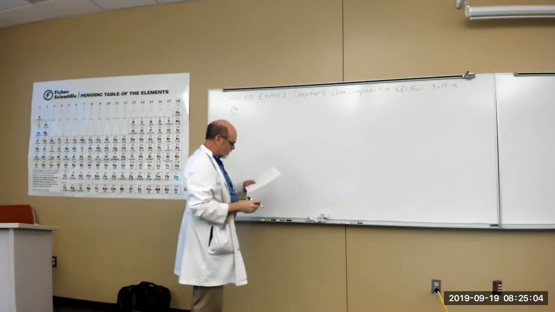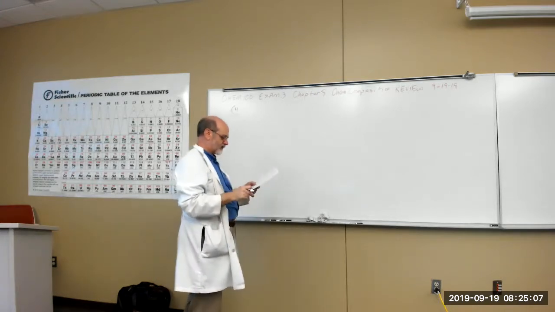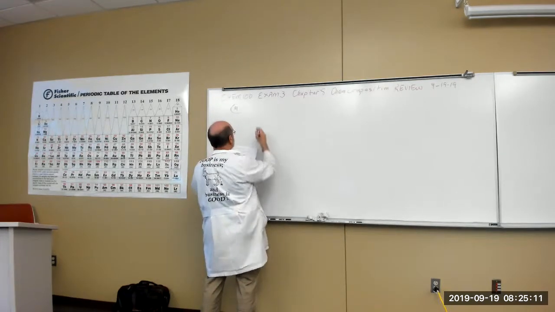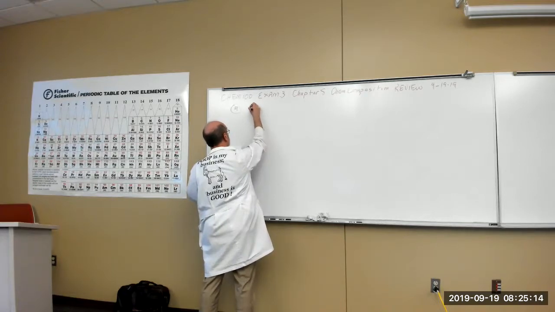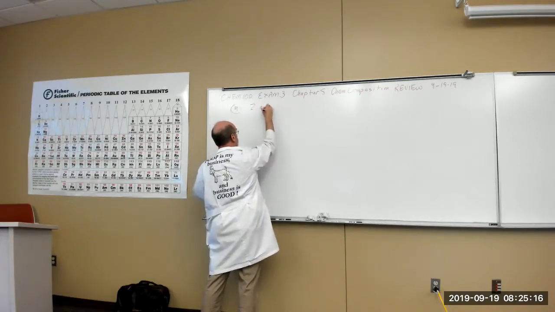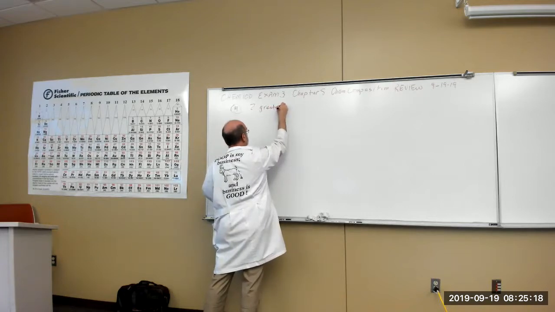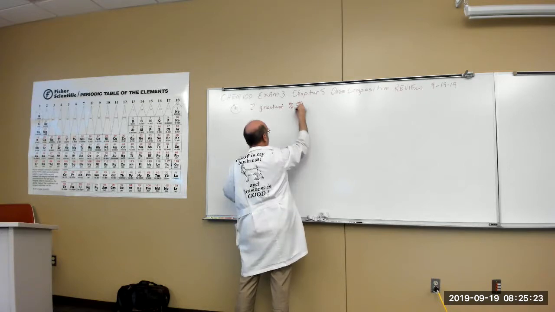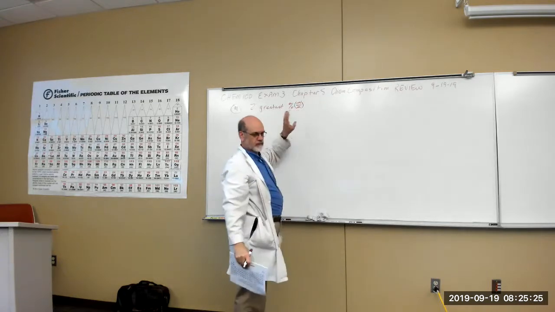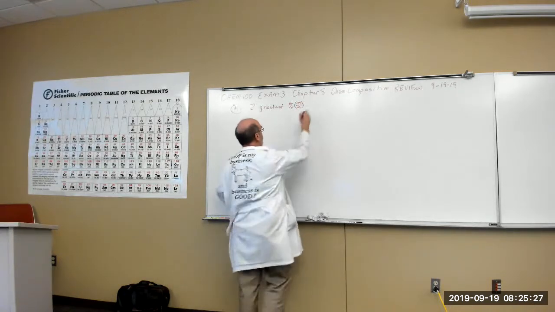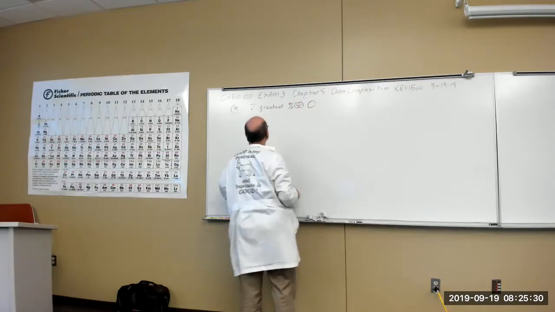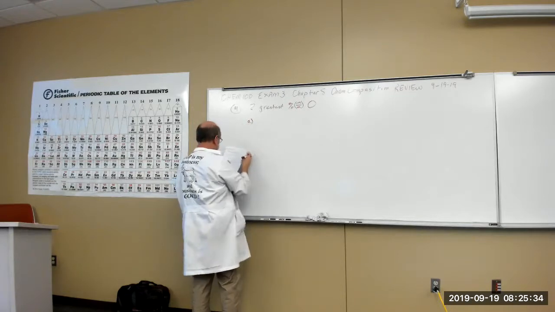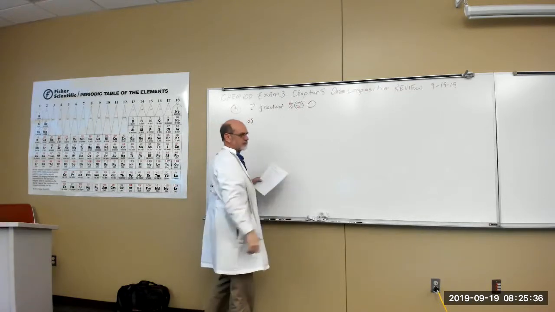All right, which of the following compounds has the greatest percent by mass of oxygen? Okay, so the question is, greatest percent. That's what that means, mass. Percent by mass of oxygen. So the first one is potassium carbonate.